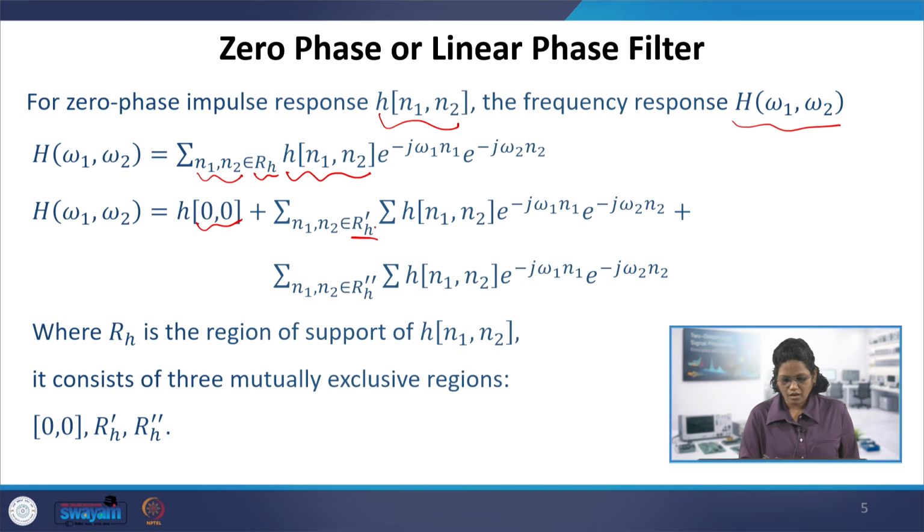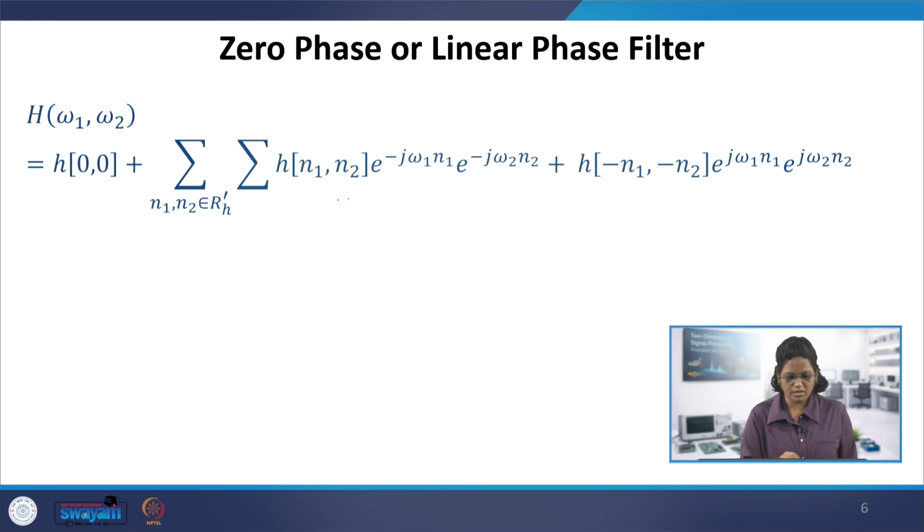So what are the RH dash and RH double dash? RH dash belongs to the region of support of h of n1 comma n2 where n1 and n2 values are in the positive region. The second category, RH double dash, is h of n1 minus n2. This is the case where, if you substitute negative values of n1 and n2, that portion of the sequence in the 2D impulse response contributes to RH double dash. So this is split into three parts.